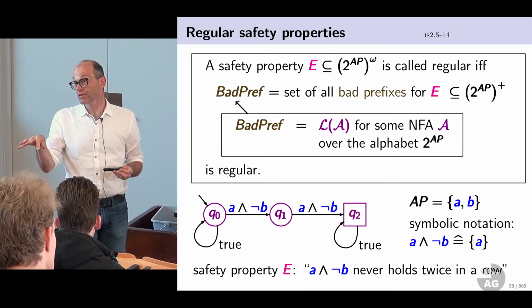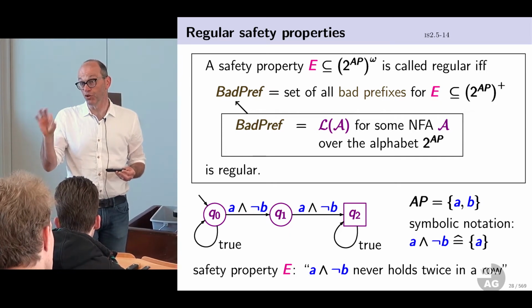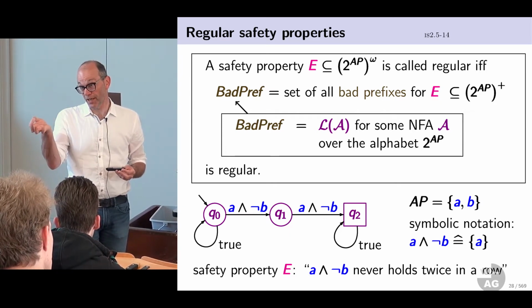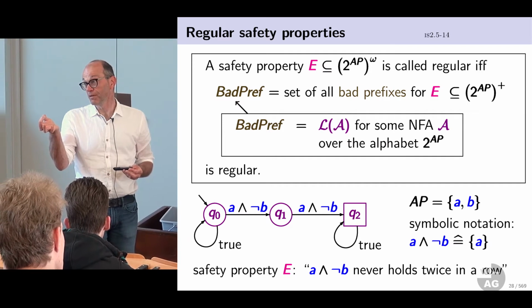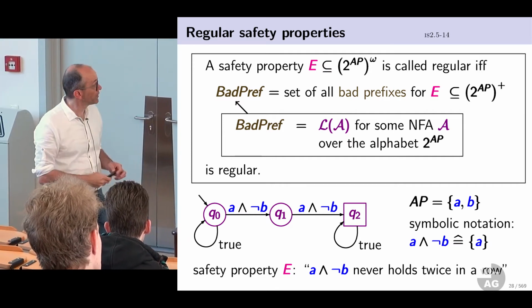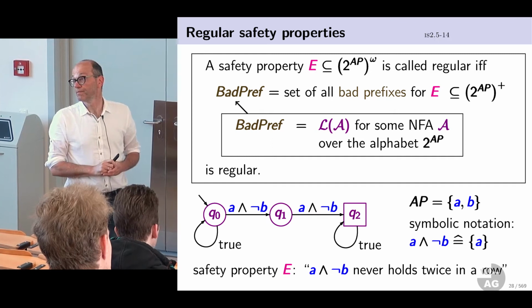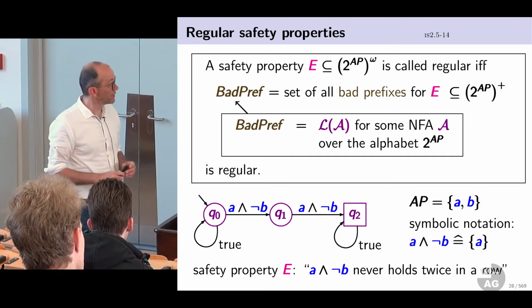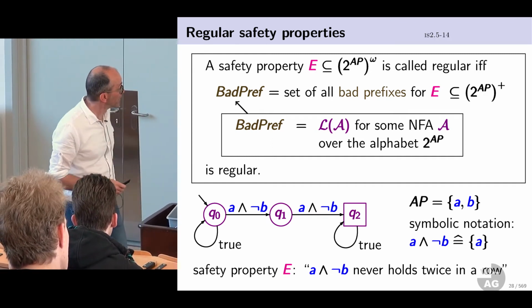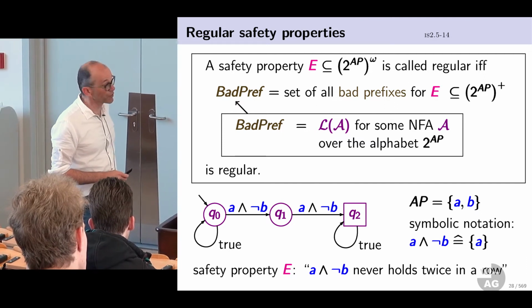it's a bad prefix, so it's a property that we don't want to see, so you take the negation. Yeah, that's the idea. So that's why the never comes in. Yeah. Any other property is fine, but this bad prefix automaton says A and not B never hold twice in a row.